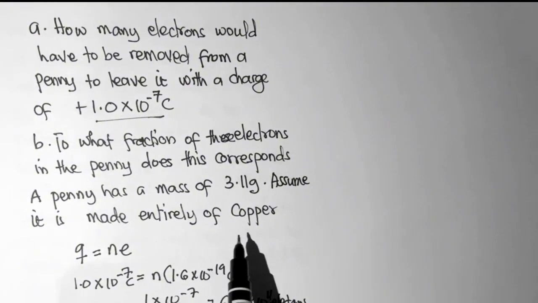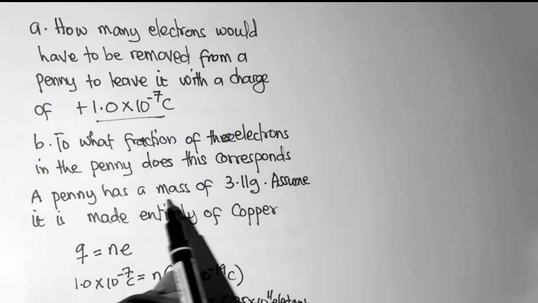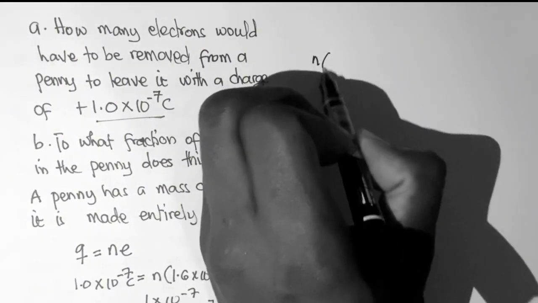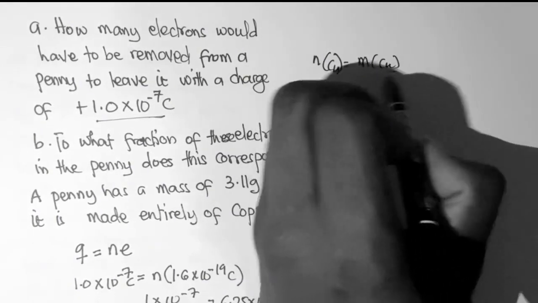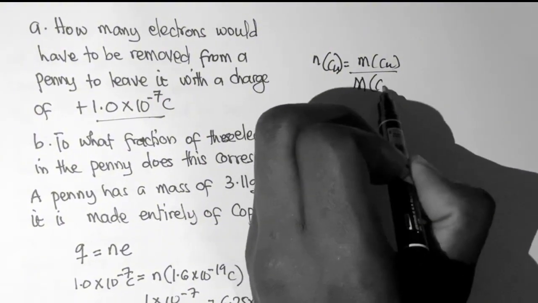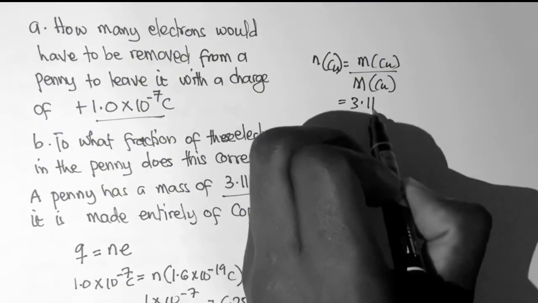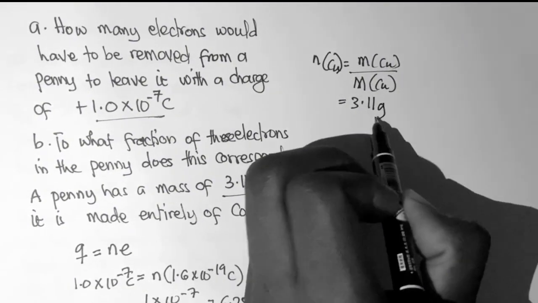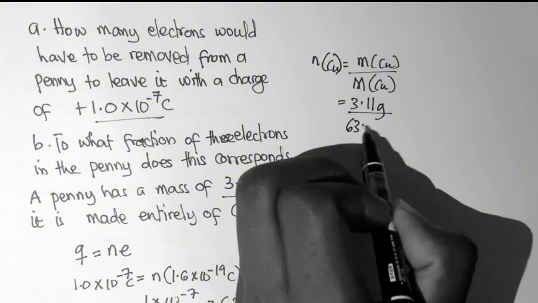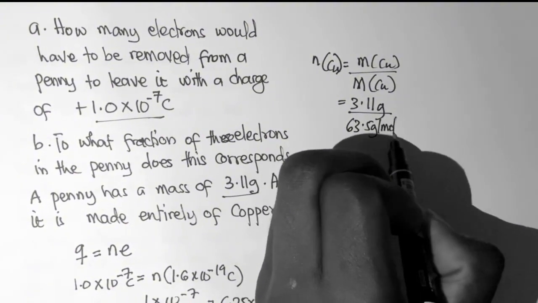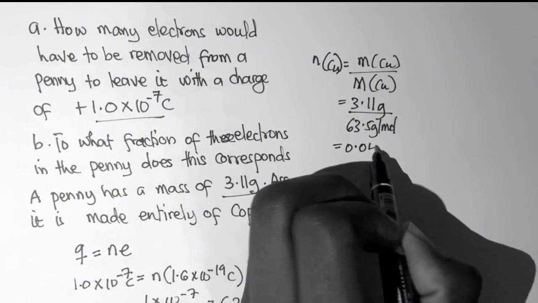So let's first find the total number of atoms in the penny, which we can find by first finding the total number of moles. The number of moles of copper is equal to the mass of the copper divided by the molar mass of copper. The mass of the copper was given as 3.11 grams. Sorry, the molar mass of copper is 63.5 grams per mole. If you compute this, you are going to get 0.049 moles.